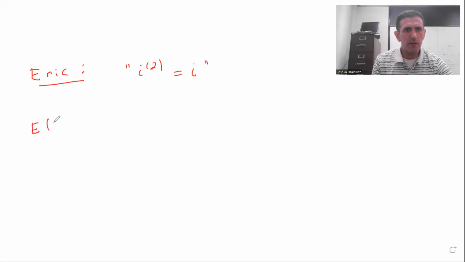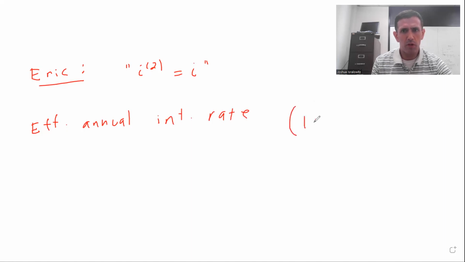Okay, so the effective annual interest rate for Eric is, well, in general, it's 1 plus I2 over 2 squared minus 1. Okay, well, I2 is I. Maybe this is confusing that I have quotation marks, but yes, so this is really I.